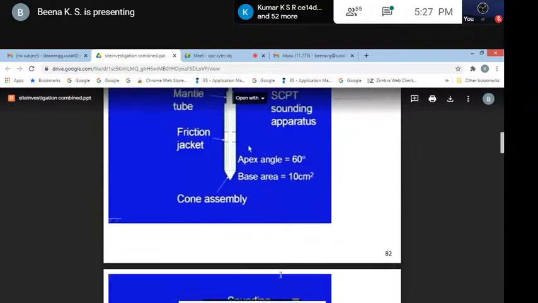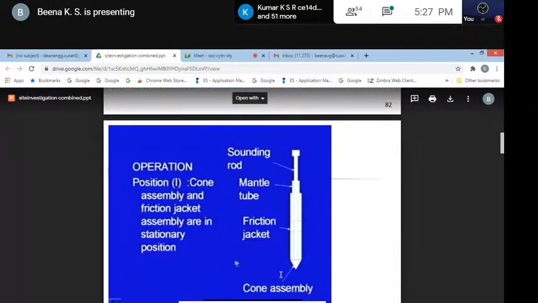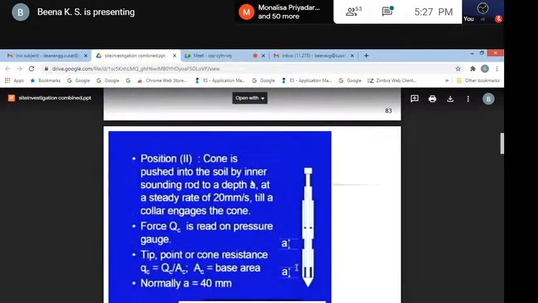So, cone assembly. This is the operation. The first thing: the cone assembly and friction jacket assembly are put in place, in a stationary position. Then the cone is pushed into the soil by the inner sounding rod to a depth of say A, at a steady rate of 20 millimeter per second, till a collar engages the cone.